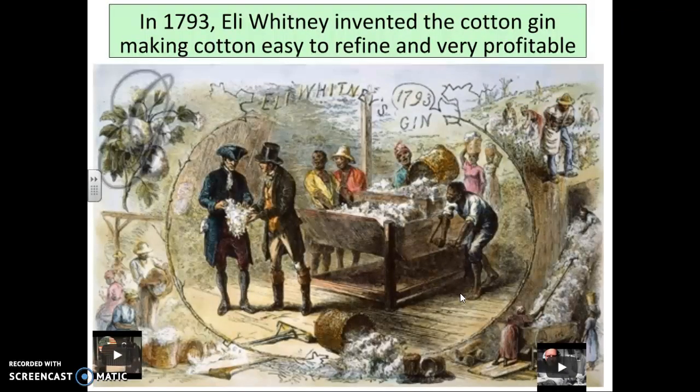So Eli Whitney is definitely somebody that we want to know as far as inventing the cotton gin, and then again the effect that the cotton gin has on the South, that allows cotton to be made very, very easily at a low labor cost and is able to make profit for the southern plantations.